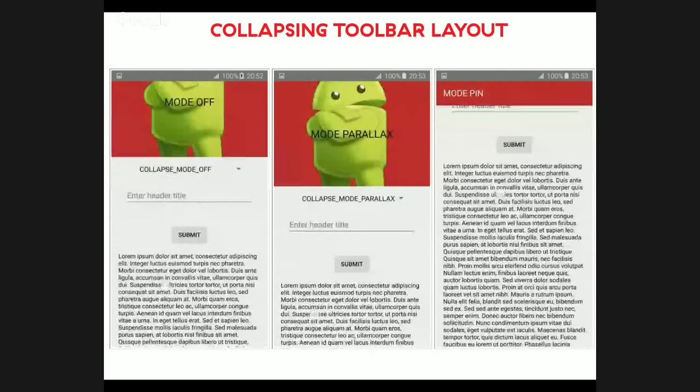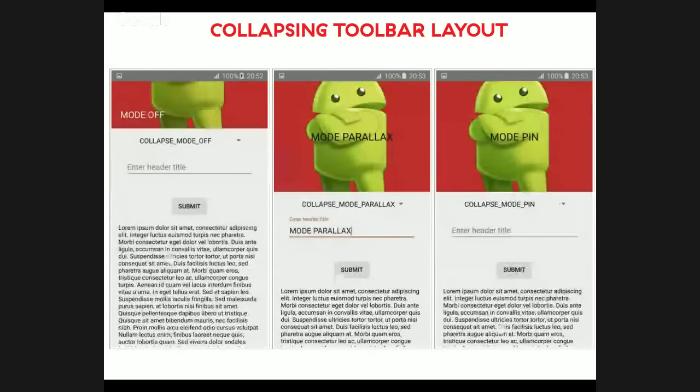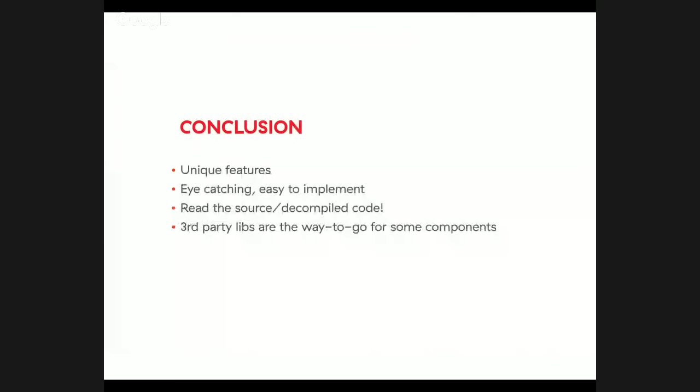That was the last design point available in this library. And to wrap it all up, the design support library itself contains a lot of unique features like the app bar layout, coordinator layout, and the collapsing toolbar layout you saw before. It's pretty eye-catching. It's designed for the material design guidelines. Google is more likely to promote your app on the Google Play Store.